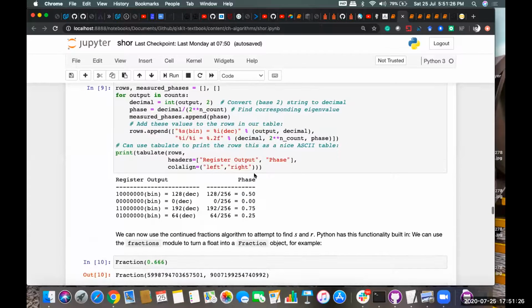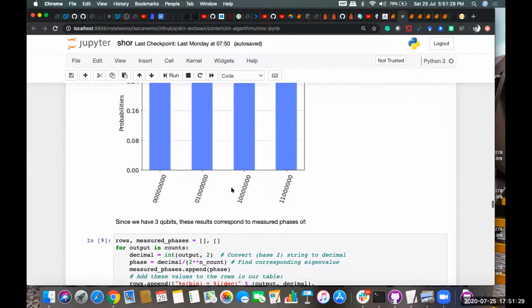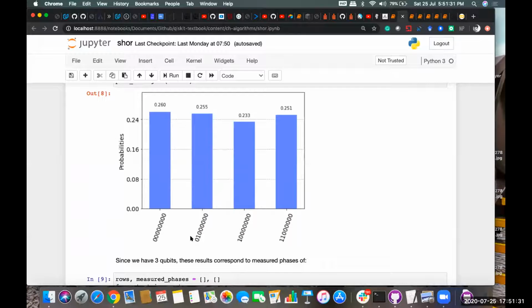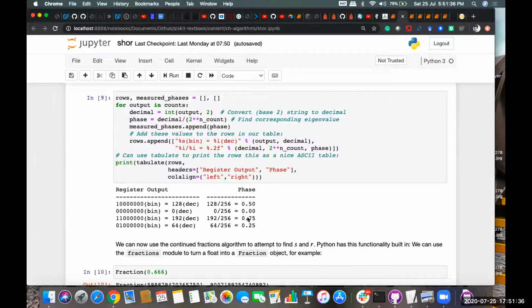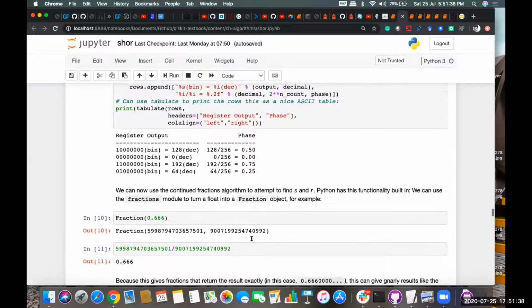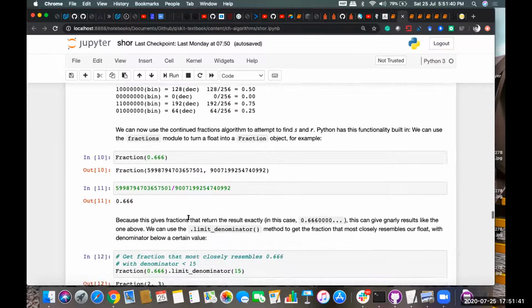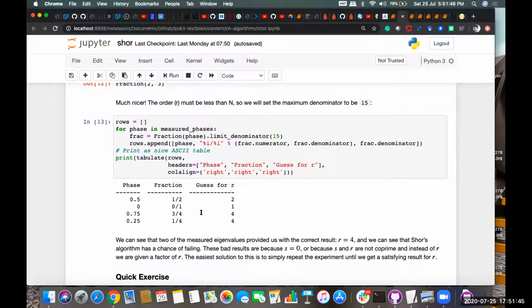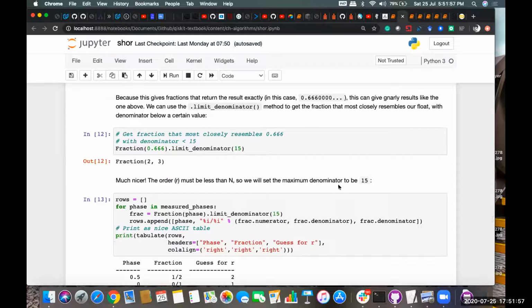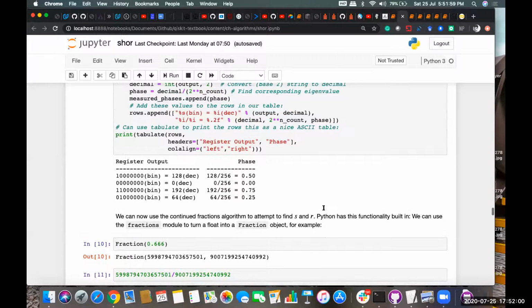And further, if you do the phase estimation from these probabilities which we have got from different scales, then these will be the phase values in this case. Further, if you want to measure the phase, then several other things they have done, like what is the phase, what is the fraction value, what is the guessed value for R, and you can plot this for the denominator to be 15.